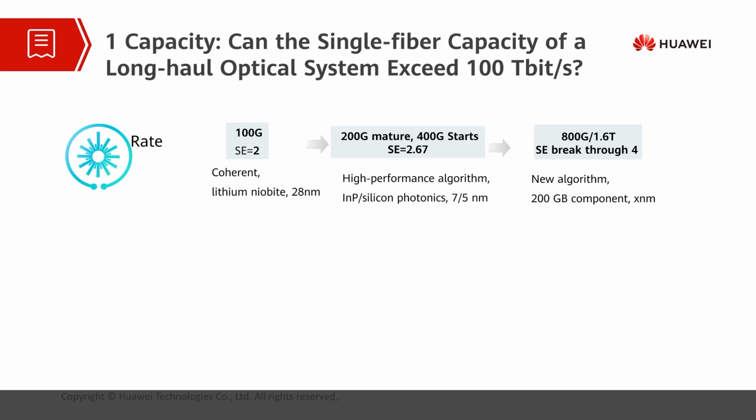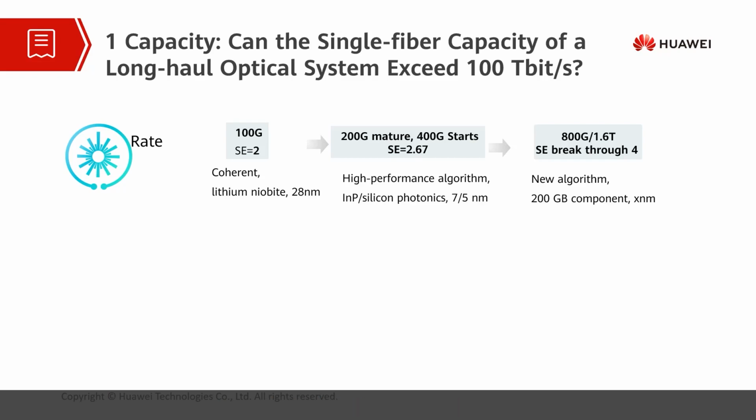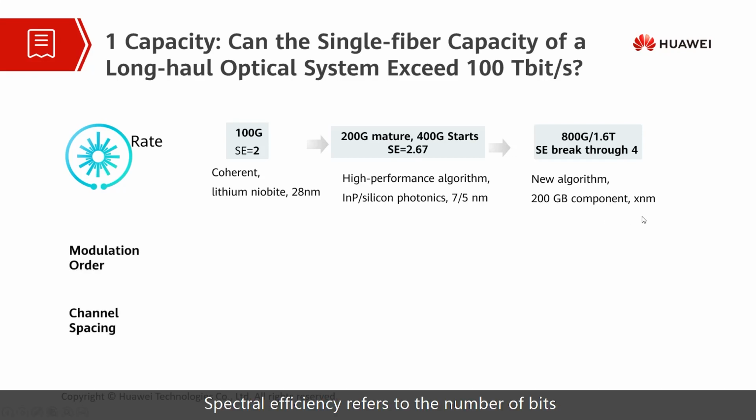gig era. Right now, it has been a great challenge to achieve full spectral efficiency in the 800 gig and 1.6 terabit era. Here, you must wonder what spectral efficiency is and how to improve it. Spectral efficiency refers to the number of bits that can be transmitted per second on a transmission channel per bandwidth unit, in bits per second per hertz.